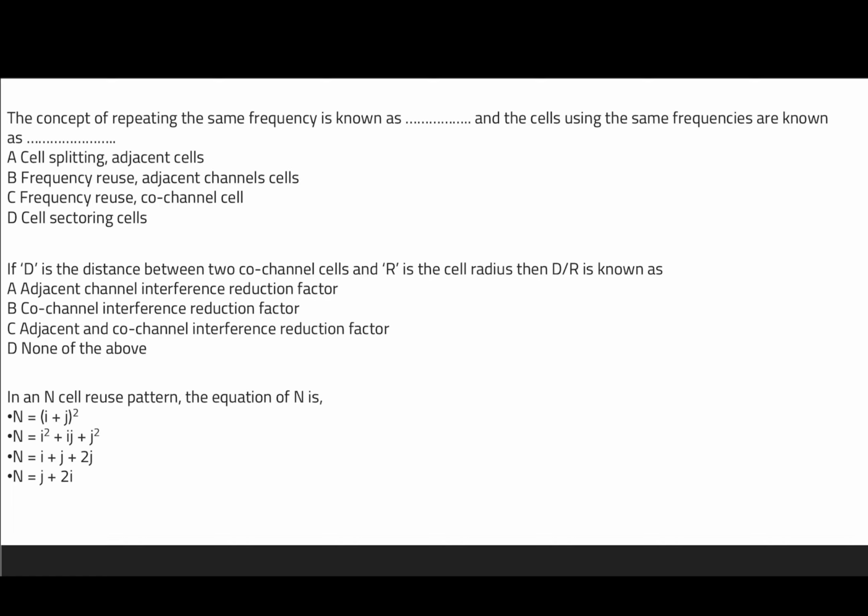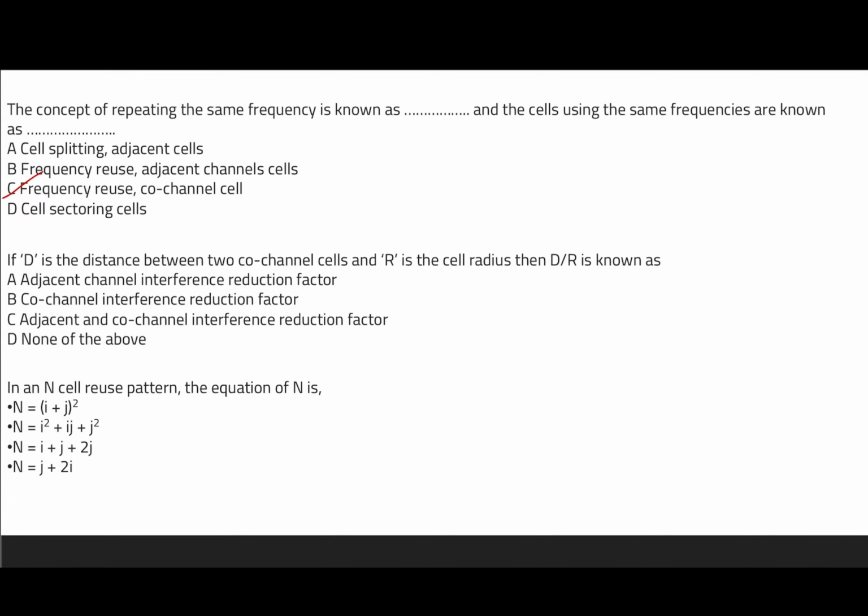And also, the cells which are using the same frequency channels are known as the co-channel cells. Since they operate with identical frequencies, they must be separated with sufficient distance in order to minimize the co-channel interference. So, the cells which are using the same frequency are co-channel cells, and the concept of repeating the same frequency is frequency reuse. So, the answer is option C. Here we can move on to the next question.